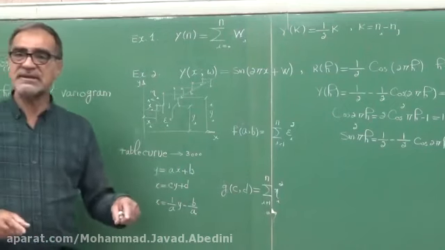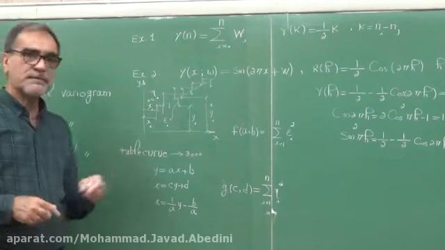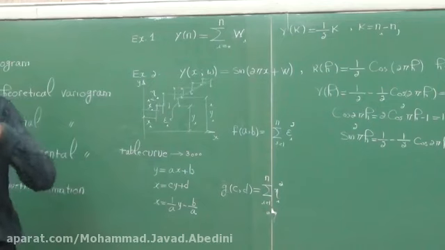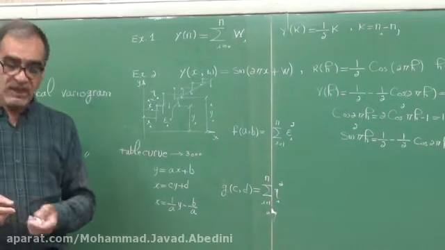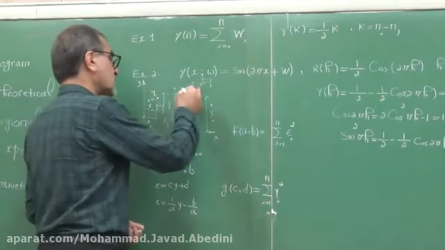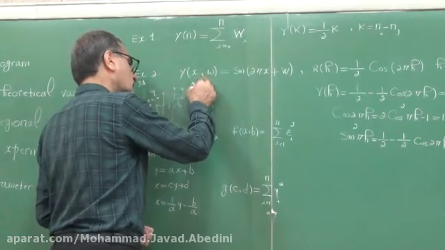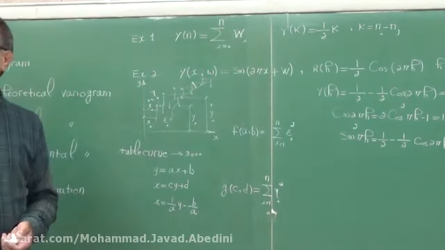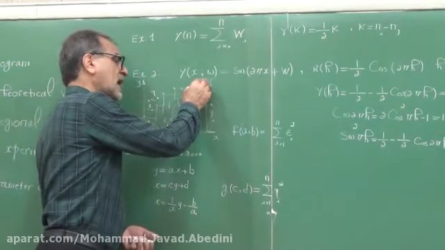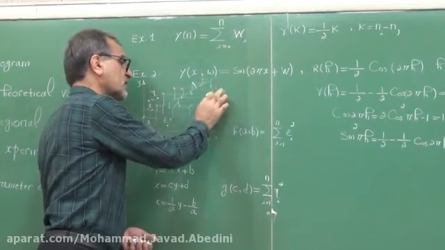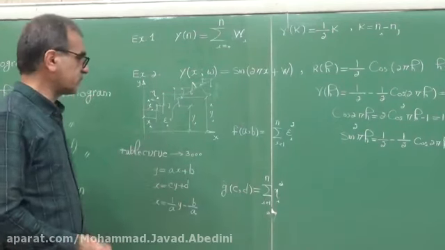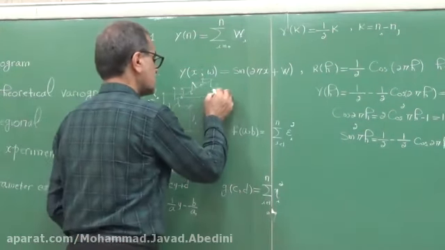The third possibility is to consider the case where both X and Y are corrupted by noise. In that case, I will use this color to show that you need to have a perpendicular line and try to minimize the sum of the square of this distance. This is eta, this is epsilon, let me call this psi.